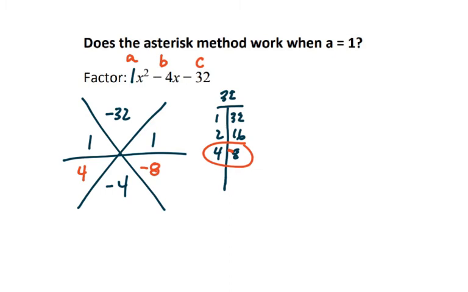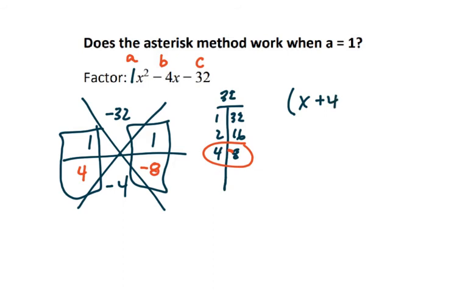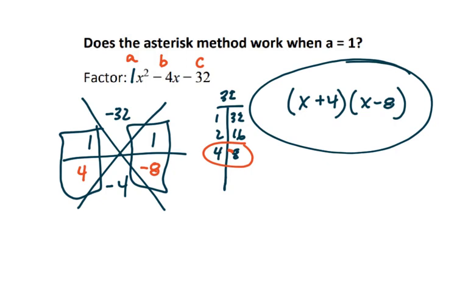And when I say, does the asterisk method work when a equals 1? Yeah, it does. There's just nothing to reduce. These fractions are reduced. So we are going to do 1x plus 4 and 1x minus 8. It's actually a little easier because some of the steps don't have to happen. The problem is done for us.